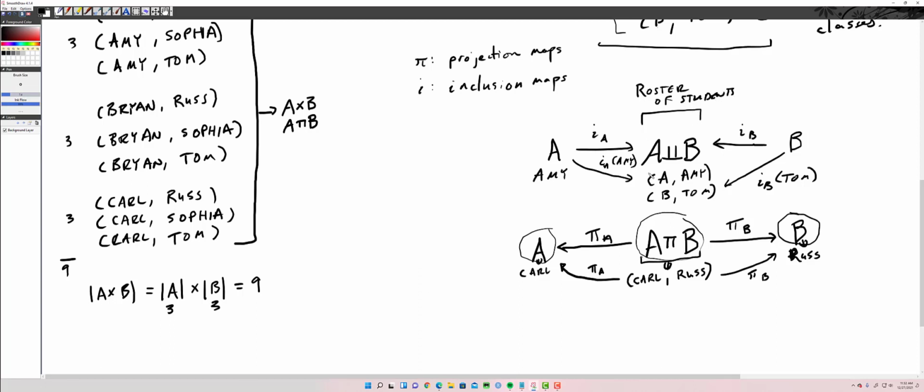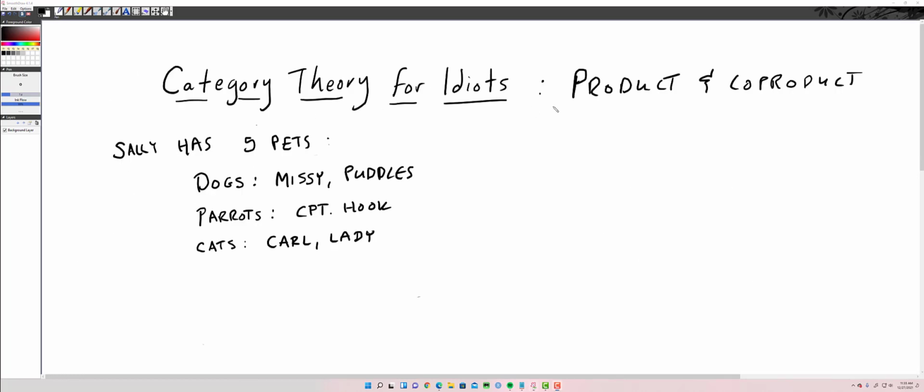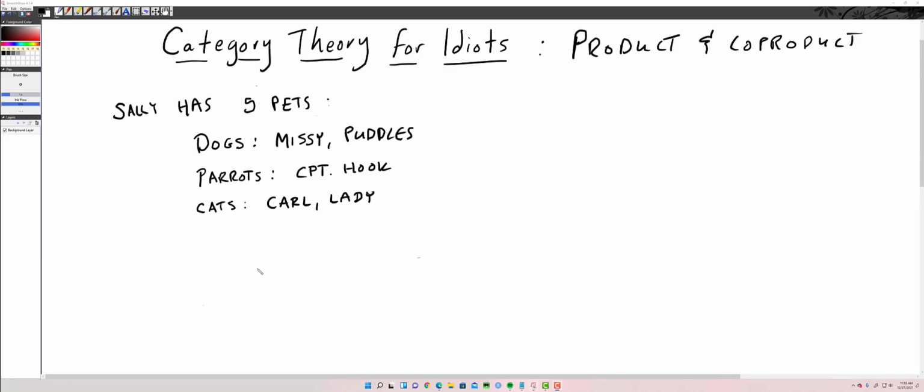Okay? So you can think of this as like the list of everything. Now, I'm going to pause it for a second. I'm going to clean this up. We're going to do one more example, and then I'm going to get into the universal property.